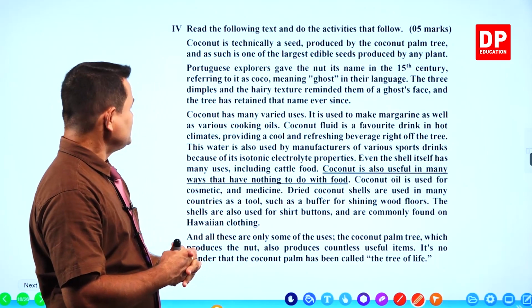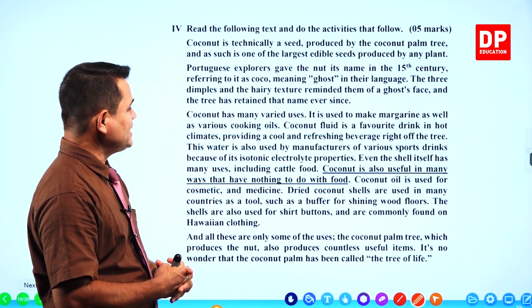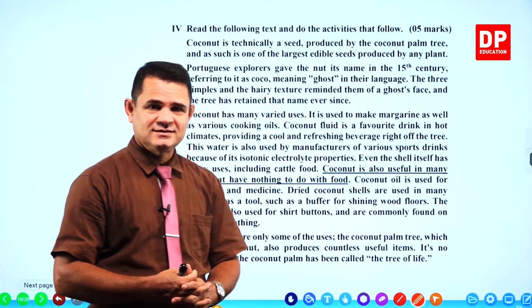And the tree has retained that name ever since.